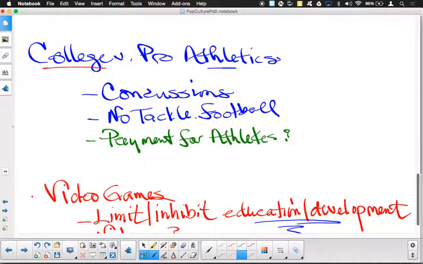LeBron James, like your roommate, he might buy pizza. He might be able to spot you a couple bucks here and there.